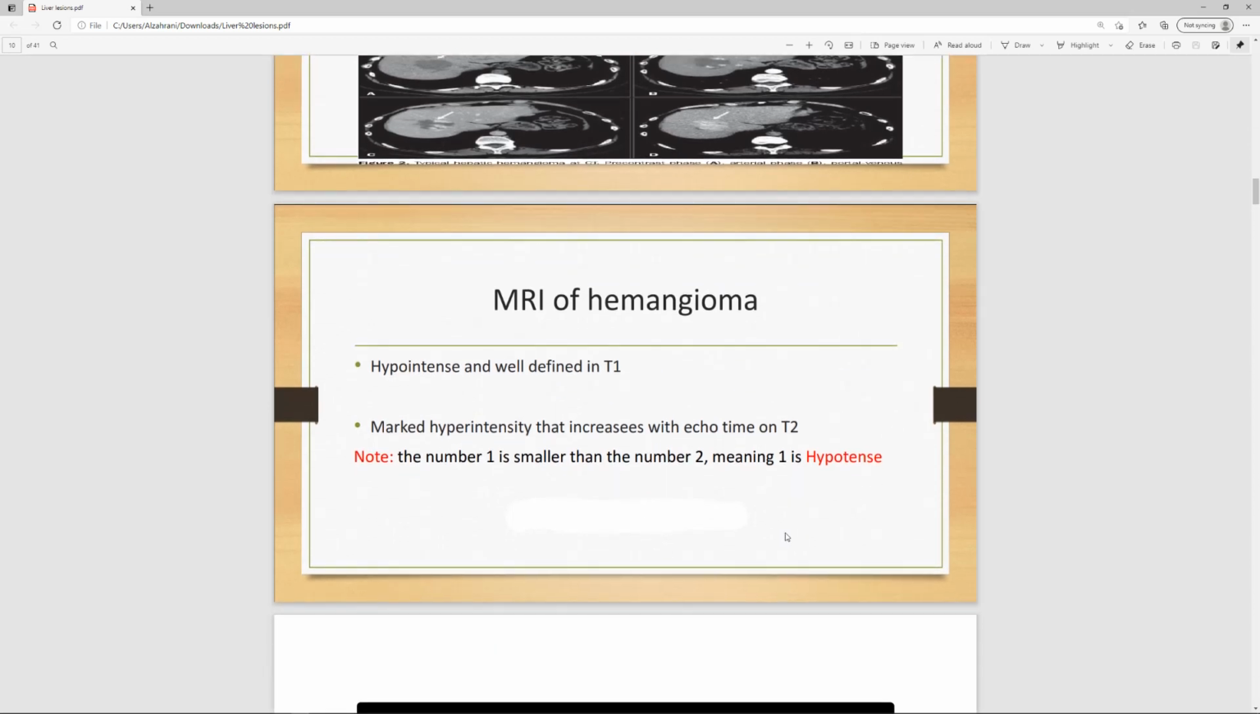Okay, keep in mind, we have a note here. We will be using this rule for the whole slides. As we move along forward, we will be talking about this rule. As you can see here, number 1 is smaller than number 2, meaning number 1 is hypointense. As we move to the right, the hyperintensity increases. So number 1, hypointense. Number 2 is hyperintense. We will see the image.